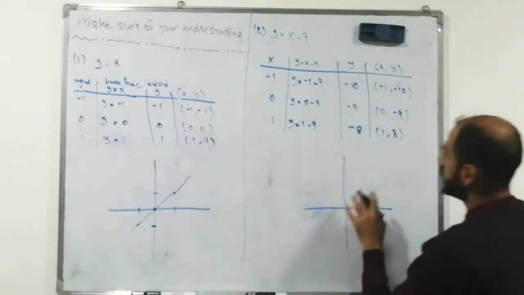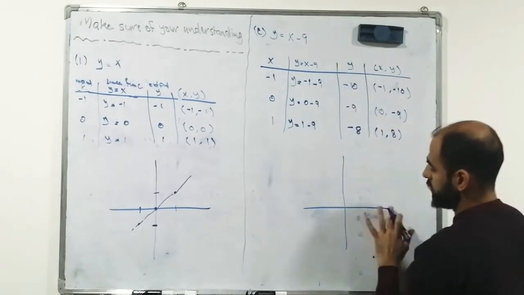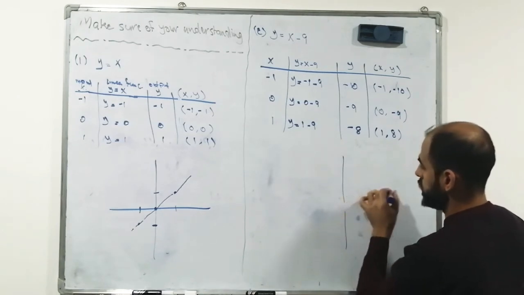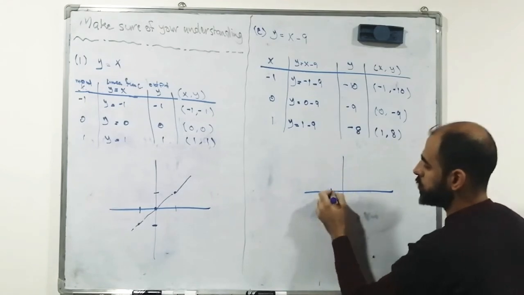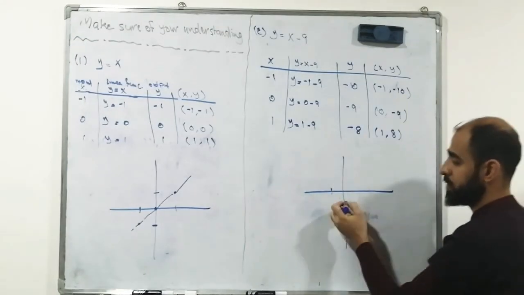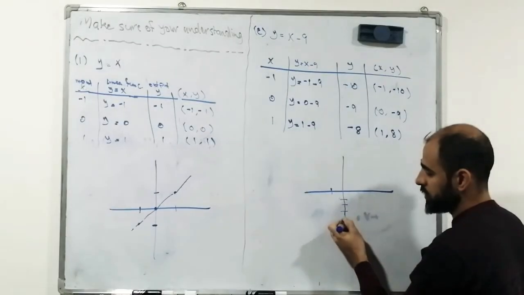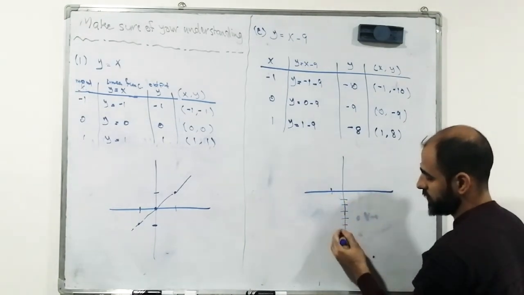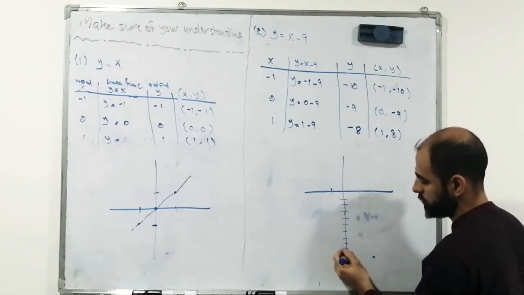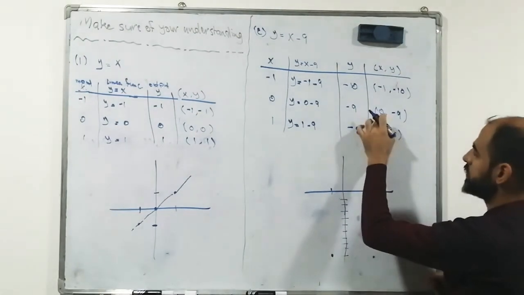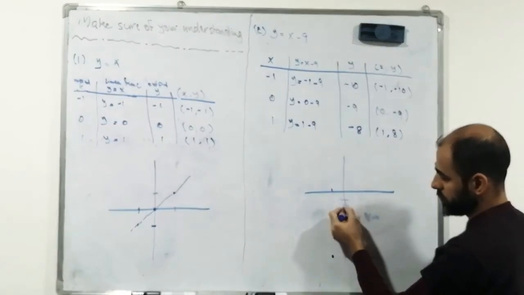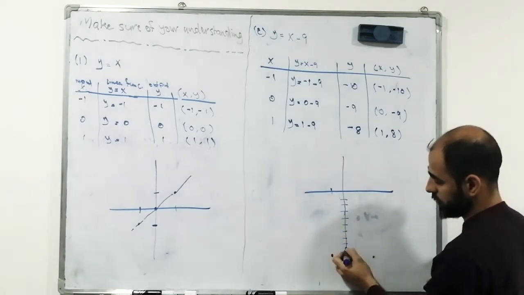Also, we determine the points in the coordinate plane. Minus 1, minus 10: x is minus 1, so we go to the left, and y is minus 10, so we go downward 10 steps: 1, 2, 3, 4, 5, 6, 7, 8, 9, 10. This is the first point. The second one is 0, minus 9: 1, 2, 3, 4, 5, 6, 7, 8, 9.